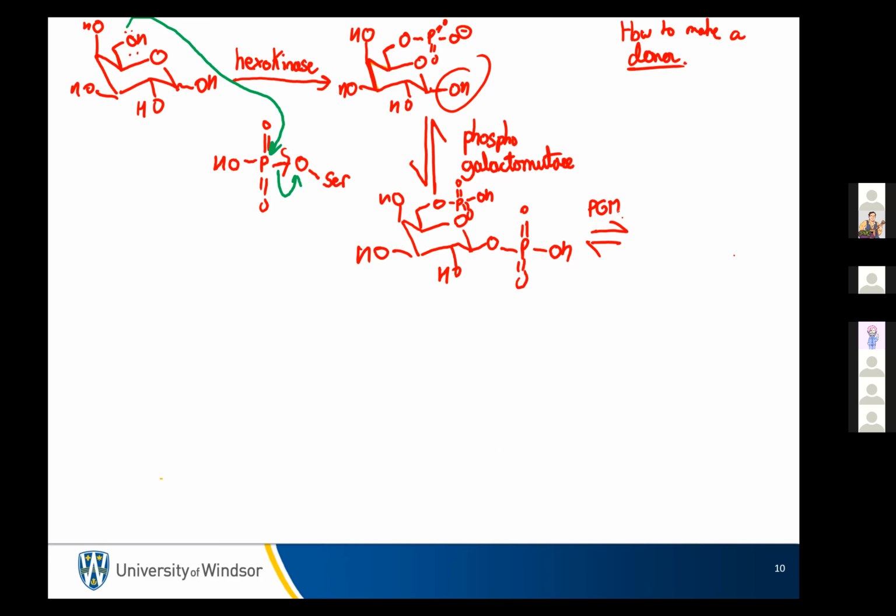Same enzyme, PGM, removes the C6 phosphate and leaves us with the anomeric beta. So again, nature can stretch the rules, but it can't break them. It wants to make this, but there's no way to make this directly.